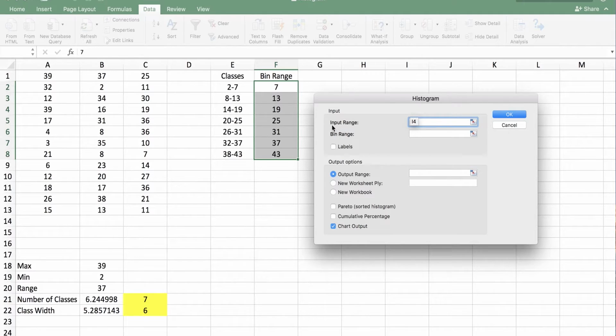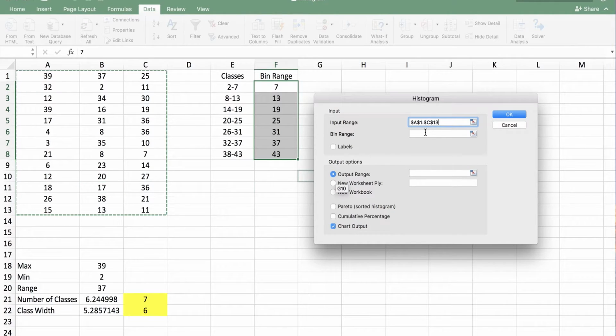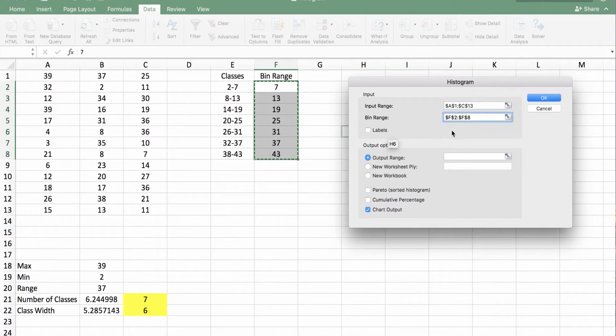Okay, so to plot our histogram, we are going to answer a couple questions that Excel asks. Okay, and the first question is the input range. And it essentially is asking you to tell where the data is located. Okay, so input range is this selected region on the left, A1 to C13, because this is where my data is. Okay, so input range describes where the data is located. And then the bin range, like I said earlier, we already listed them here. So we select the bin ranges F2 to F8.